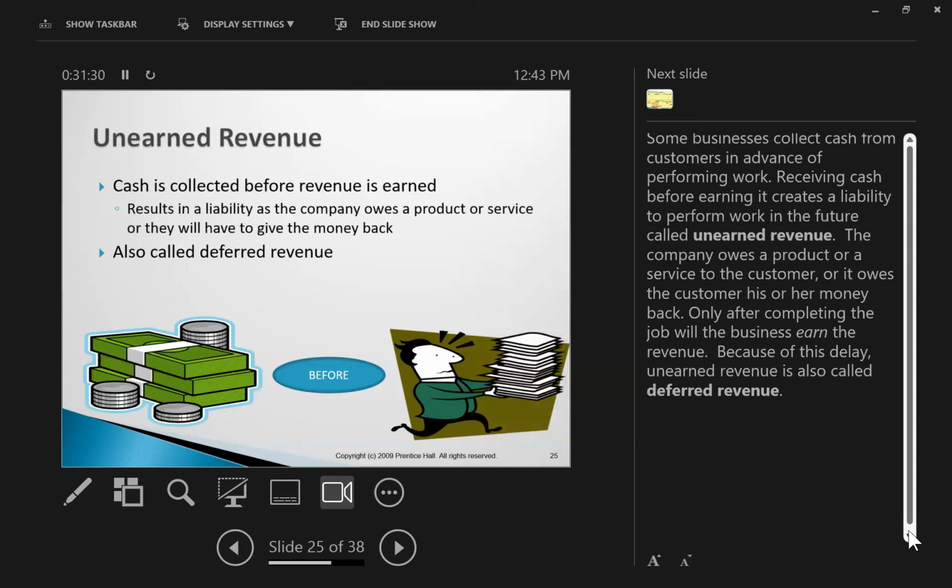Now we have unearned revenue. Some businesses collect cash from customers in advance of performing work, receiving cash before earning it. It creates a liability to perform work in the future called unearned revenue. The company owes a product or a service to the customer, or it owes the customer his or her money back. So this is also known as a deferred revenue.